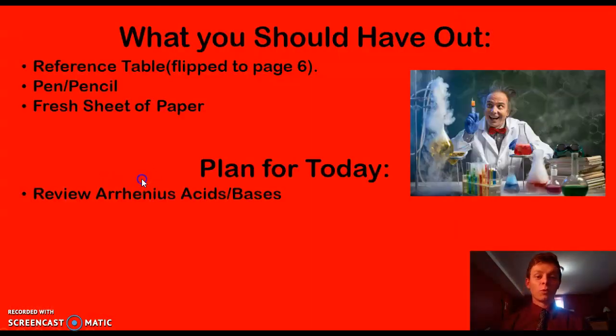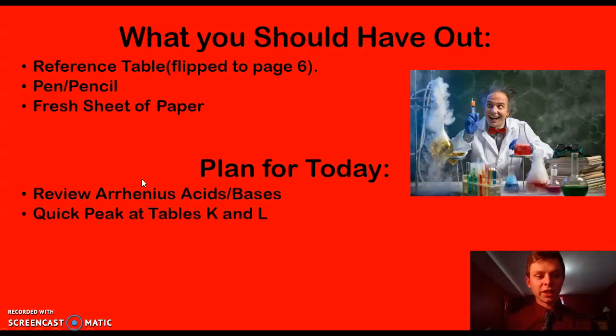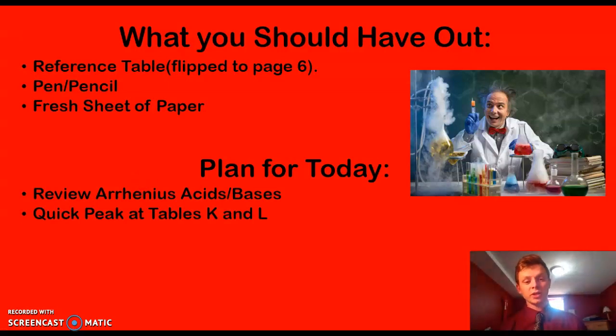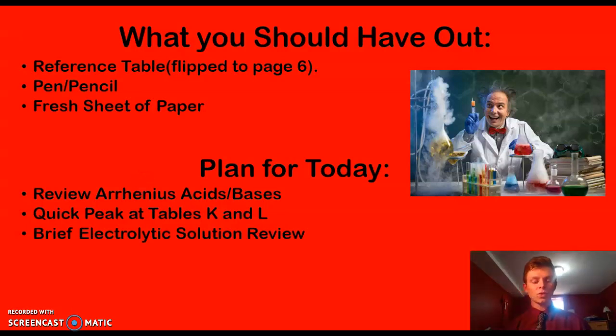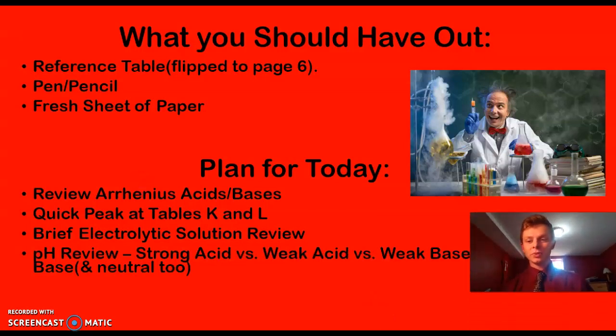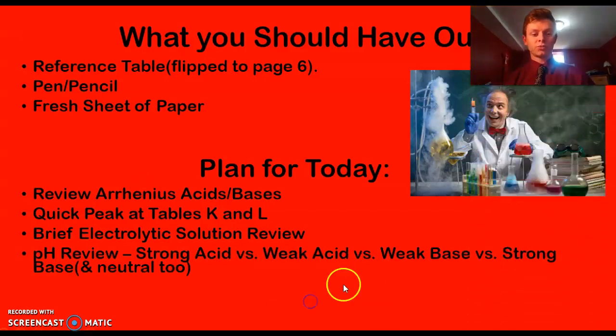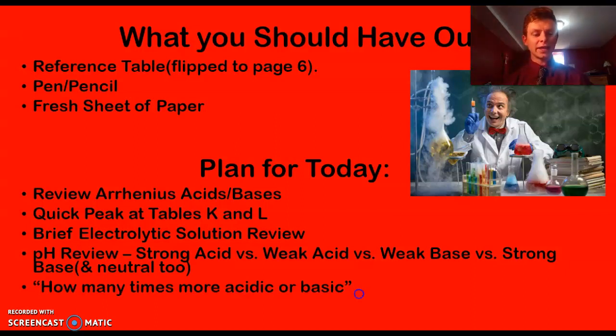So what we're going to do today, we're going to begin with reviewing the Arrhenius definition of acids and bases. We'll take a quick peek at tables K and L. We'll discuss electrolytic solutions, which I hope you haven't forgotten that I taught you about in solutions. We'll do a little pH review, strong acid versus weak base versus strong base, and then we'll talk a little bit about neutral too. And then how many times more acidic or basic, and litmus tests.